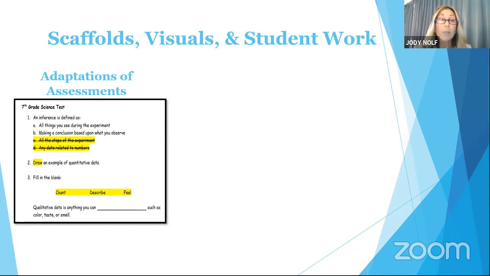Number 3 says fill in the blank. Qualitative data is anything you can blank, such as color, taste, or smell. I have a very brief word bank of 3 choices. I may even narrow that to 2 for my newcomers. I may take it away completely for my proficient speakers. Again, you adjust as necessary. Very easy to do in a Google Doc as well. Very easy to do in virtual learning.